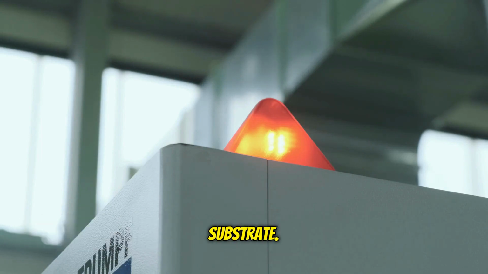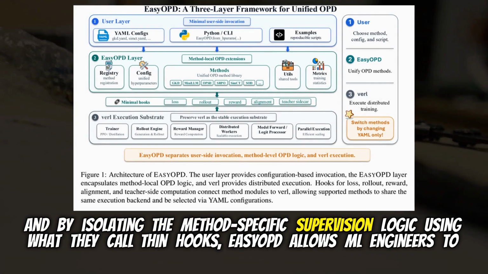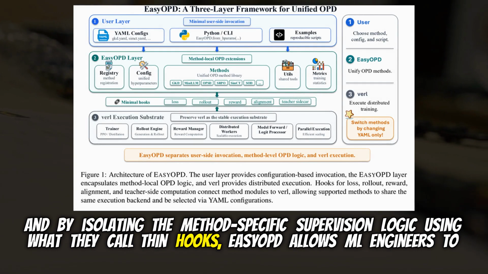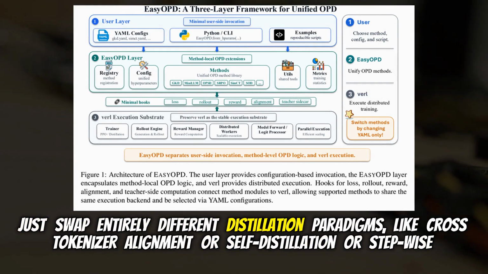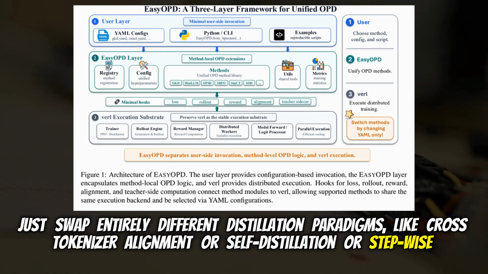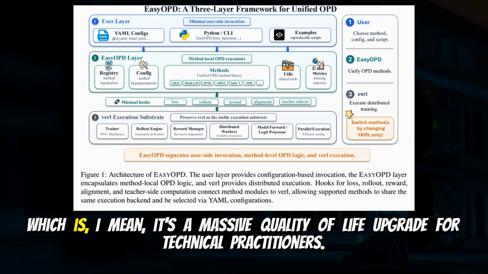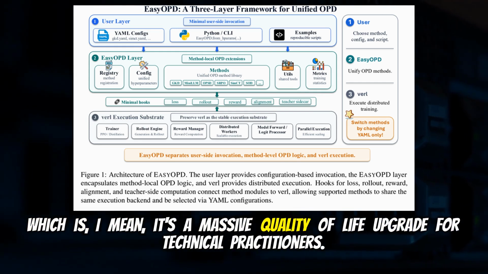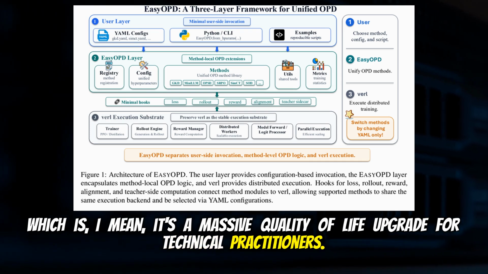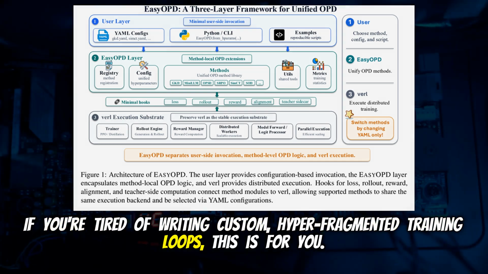distributed execution substrate. Exactly. And by isolating the method-specific supervision logic using what they call thin hooks, EasyOPD allows ML engineers to just swap entirely different distillation paradigms like Cross-Tokenizer alignment or self-distillation or stepwise supervision just by changing a single YAML configuration file. Which is a massive quality of life upgrade for technical practitioners. If you're tired of writing custom hyperfragmented training loops, this is for you.